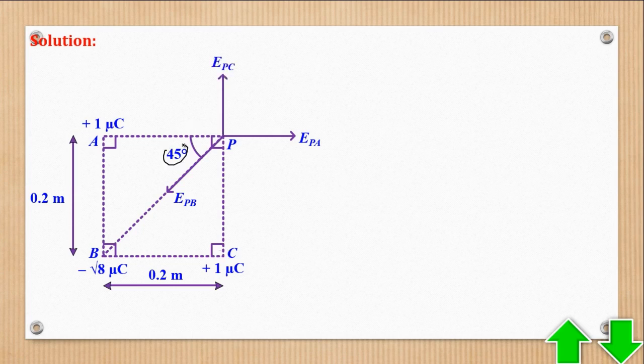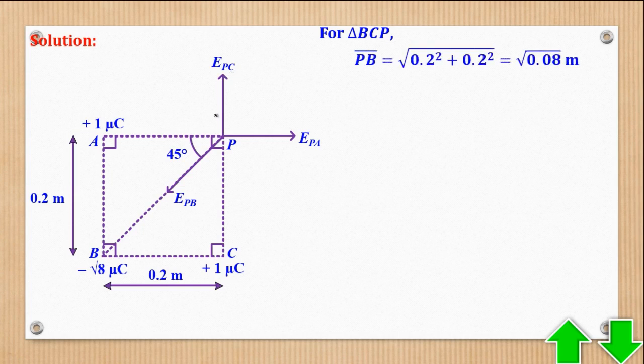Now this 45 is because it is a square. If it was a rectangle, you cannot put 45 here. You would calculate using SOHCAHTOA. So now that we have shown all the electric field intensities, we can now go ahead and look for a way of getting the resultant. So to get the magnitudes, you need the separation from here up to here. So let's first get PB, by Pythagoras theorem, 0.2 squared plus 0.2 squared, everything under square root to give you this.